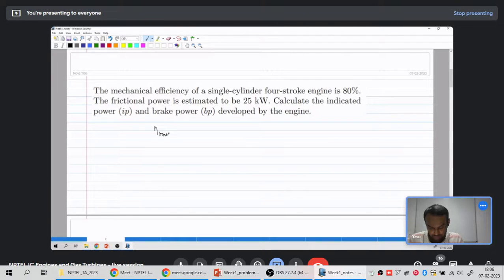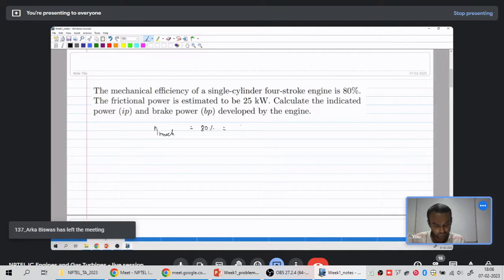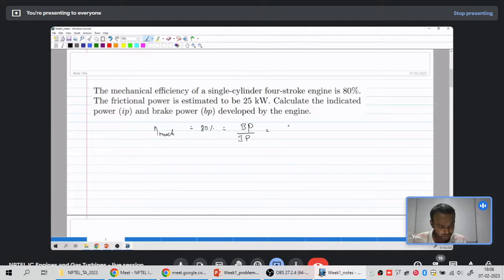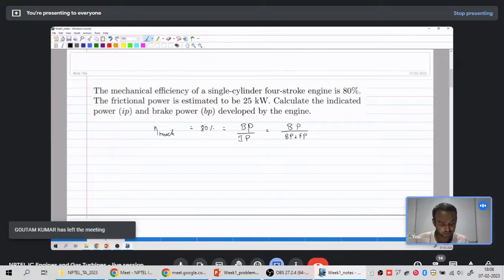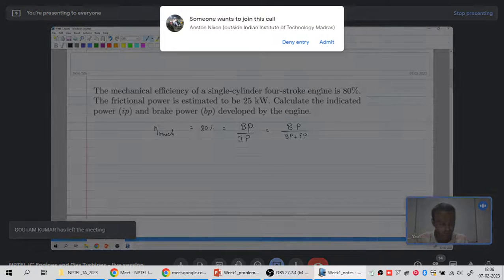So eta mechanical is given as 80%, which is brake power by indicated power. We know indicated power is brake power, BP, plus friction power, and friction power is already given, so friction power is 25 kilowatt, and this is 80%, that means 0.8.